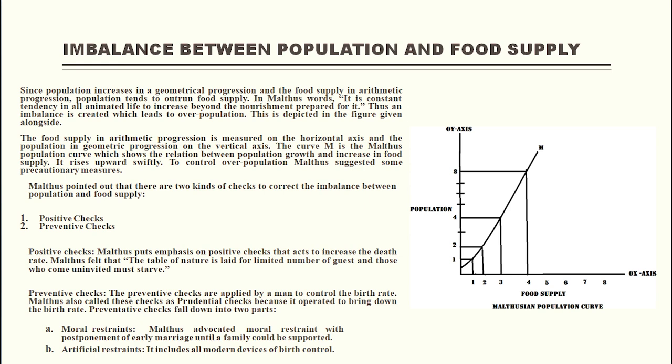If we talk about positive checks, Malthus puts emphasis on positive checks that act to increase the death rate. Malthus felt that the table of nature is laid for a limited number of guests, and those who come uninvited must starve. And the other one is the preventive checks. The preventive checks can be divided into moral restraints and artificial restraints.